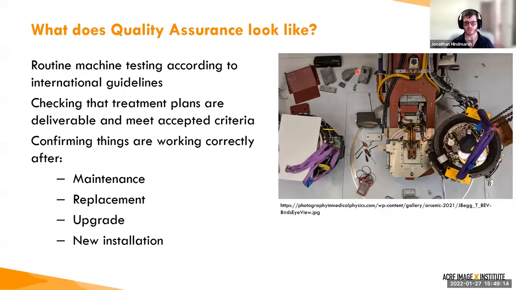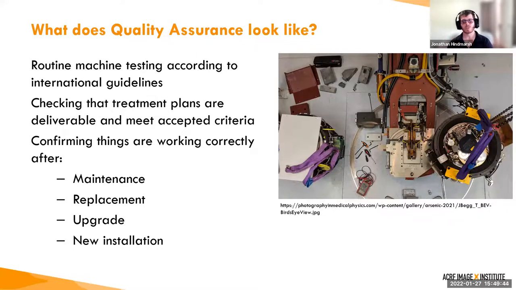You've removed shielding, so you need to make sure the shielding goes back on. You've got to recommission the beam line, check your radiation output, your field shaping. Chen Zhuming's question earlier about lateral and longitudinal position, that would all have to be redone after a change of this magnitude.